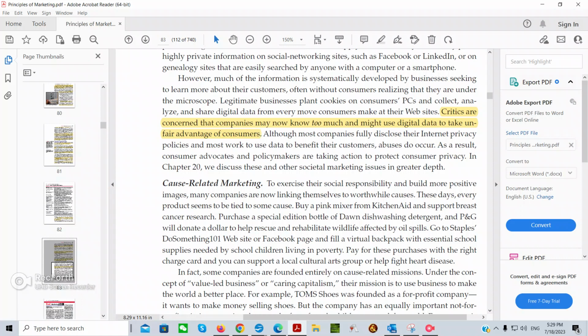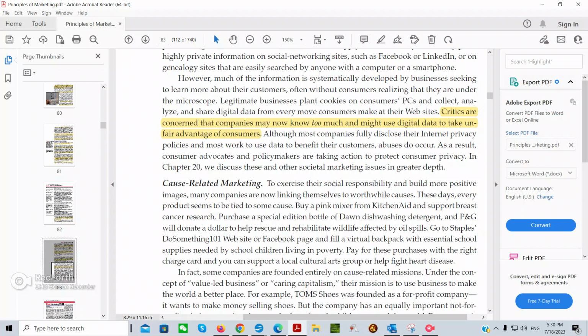Let's talk about cause-related marketing. To exercise social responsibility and build more positive images, many companies are now linking themselves to worthwhile causes. These days, every product seems to be tied to some cause. Buy a pink mixer from KitchenAid and support breast cancer research. Purchase a special edition bundle of Dawn dishwashing detergent, and P&G will donate $1 to help rescue and rehabilitate wildlife affected by oil spills. Go to Staples Do Something 101 website or Facebook page and fill in a virtual backpack with essential school supplies needed for school children living in poverty.